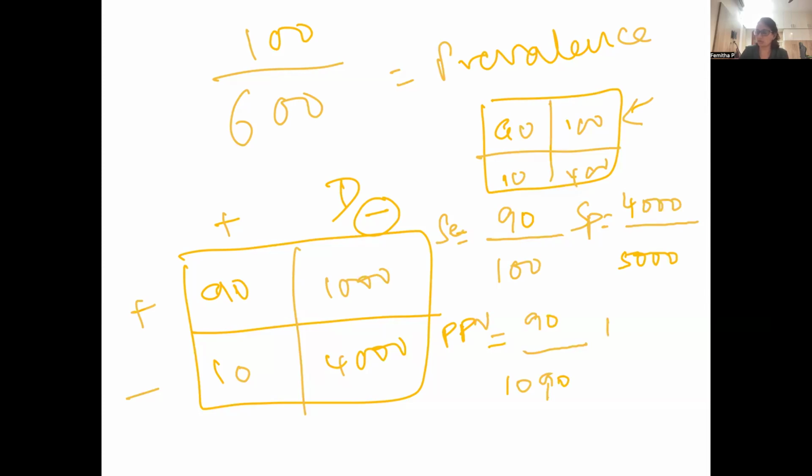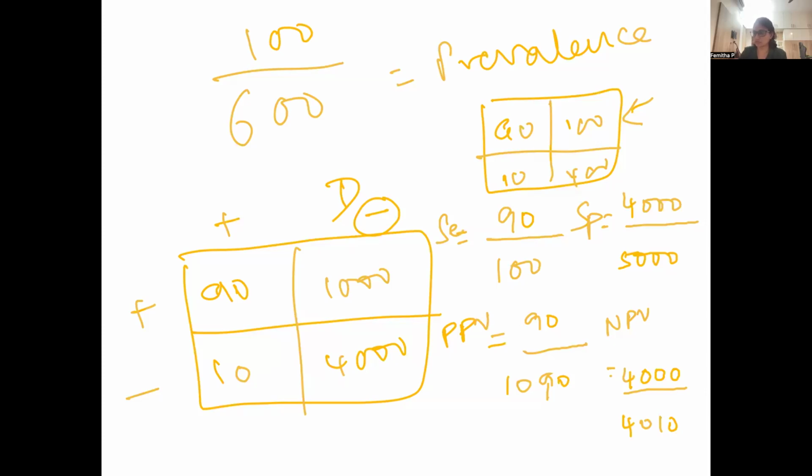And out of all those who got test negative, how many actually do not have disease? Now, if you want to recalculate, you will find that the sensitivity and the specificity will remain the same, but your negative predictive value goes up.